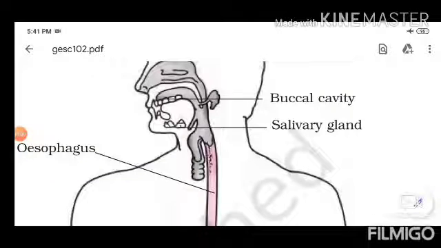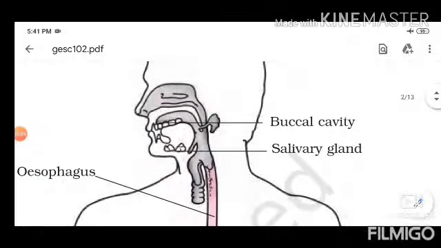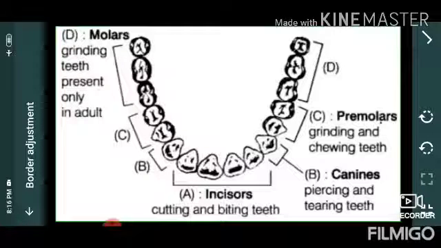Our digestive actions start from our mouth. The first part of the digestive system is the buccal cavity, which has the salivary glands, teeth, and tongue inside the mouth. This is a jaw, where our teeth are situated. Only one set of the 4 types of teeth present in our mouth is shown, in the lower jaw. All of these are present in the upper jaw also.